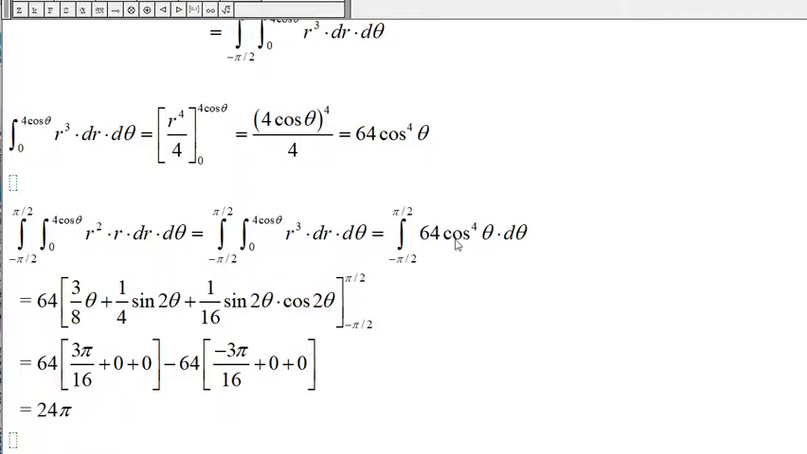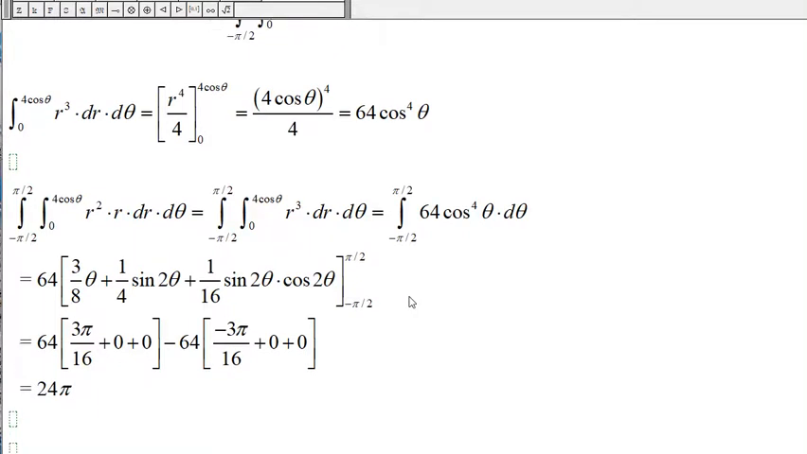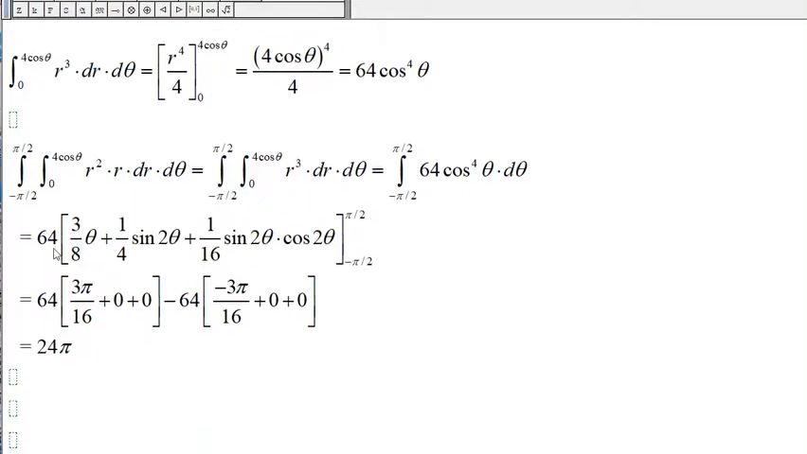In an earlier video, we have shown that the integral of cosine to the fourth is 3/8 theta plus 1/4 sine of 2 theta plus 1 over 16 sine of 2 theta cosine of 2 theta. For this video, see the description section for the video link. And so we have 64 times all of this, and now evaluate from negative pi over 2 to pi over 2.